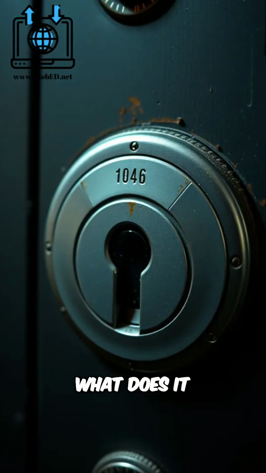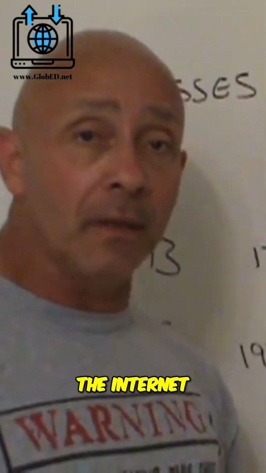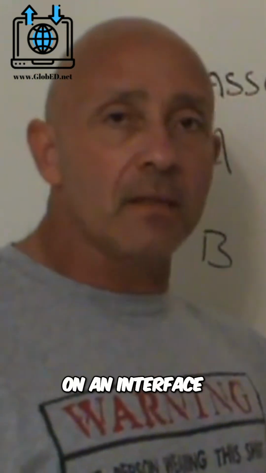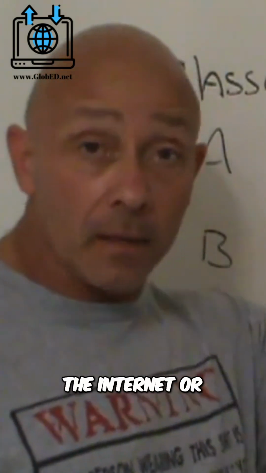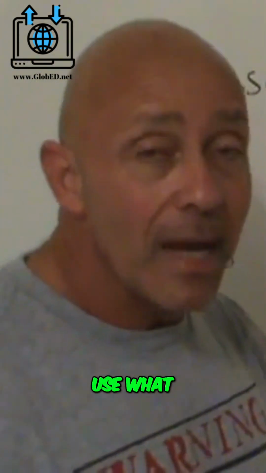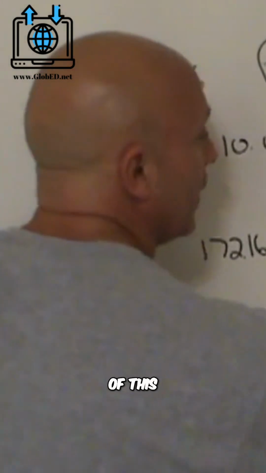And remember, what does it mean to be private? It means that they're not routable on the internet. That's it. You can't place it on an interface that's facing the backbone, the internet, because it's not going to work. All right, and that's why we use what? NAT. That's right. Okay, so let's get rid of this.